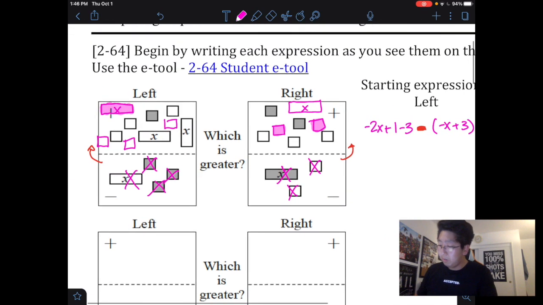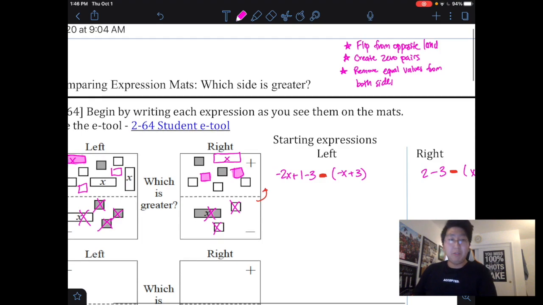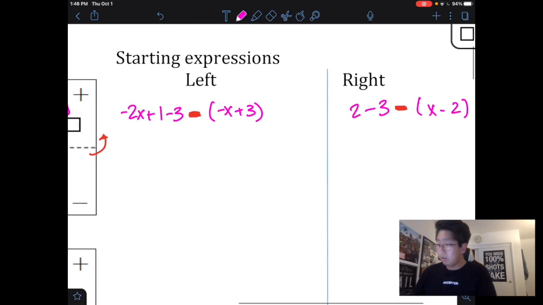All right, so what's the first thing we do? We distribute. The first thing we do, we flip from opposite land. Now I want to show you that when we write an expression, that is the same thing as distributing.